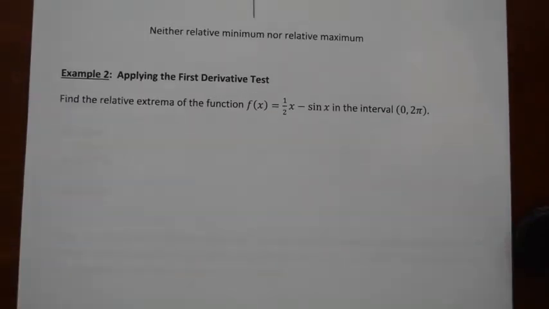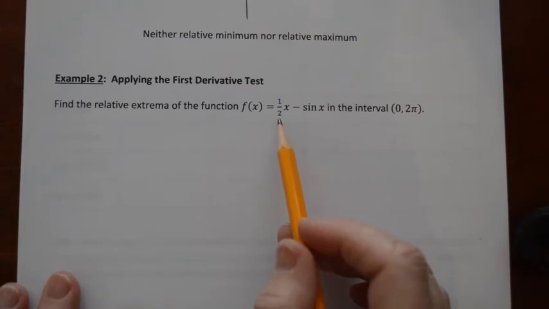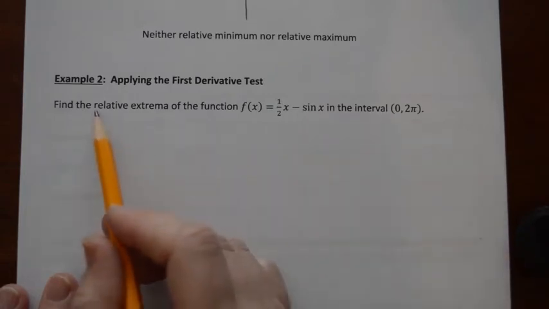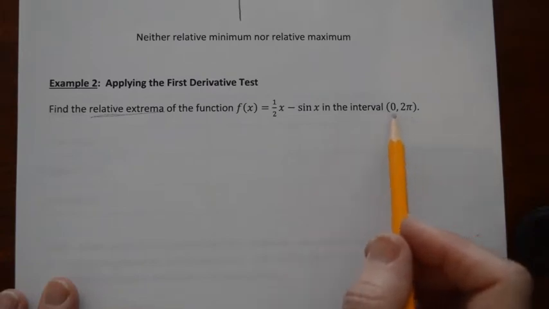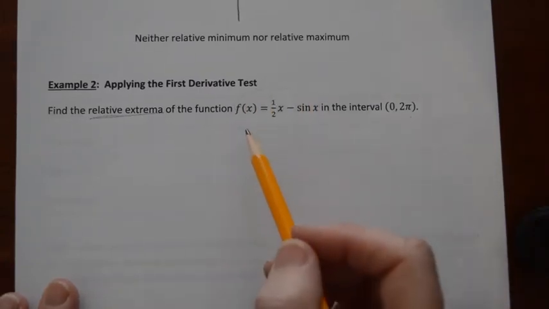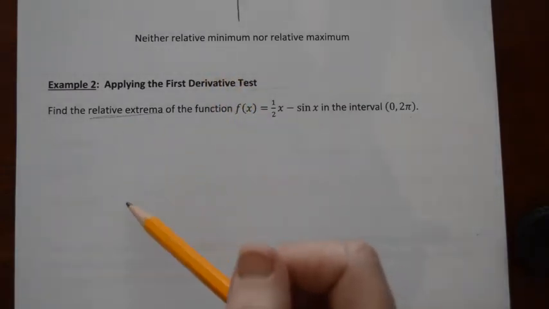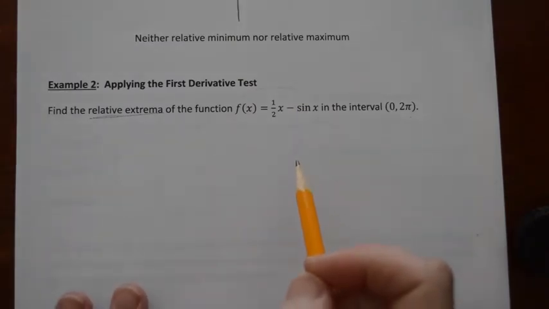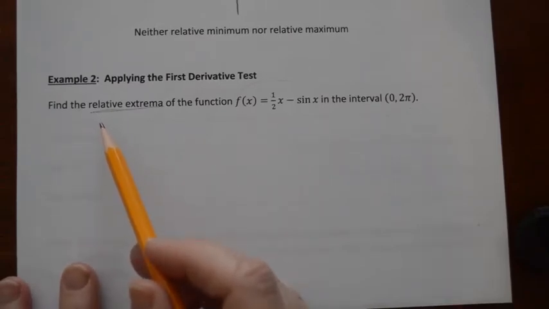So let's take a look at this example, example 2. Find the relative extrema of the function f of x equals 1/2 x minus sine x in the interval 0 to 2 pi. All right, so again, the relative extrema would be the relative max or relative min in this interval of this function. This is what we were just talking about. We're going to look for the critical values. We're going to set up a table here and pick a test point and find out where it's positive and negative. Okay, so first let's make sure that the conditions are met.